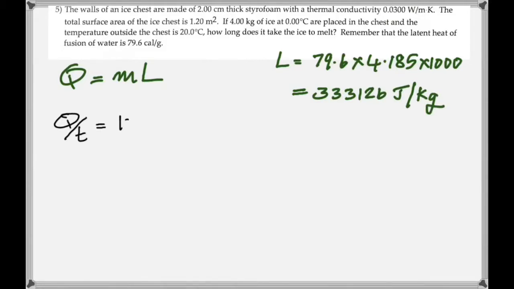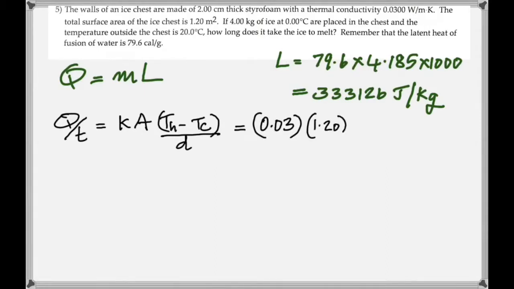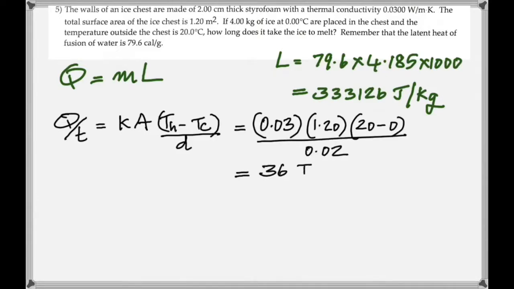All right. And then for conduction, here is the formula. K is the thermal conductivity, A is the area. You have all of those quantities. Just a matter of substituting. D is the thickness, which has to be in meters. So we get 36 joules per second.